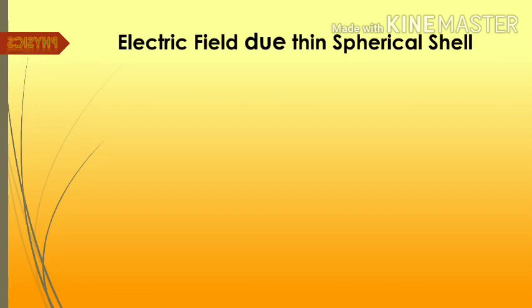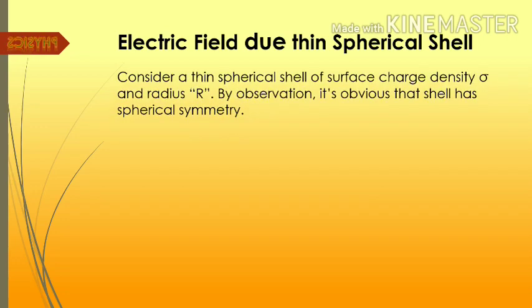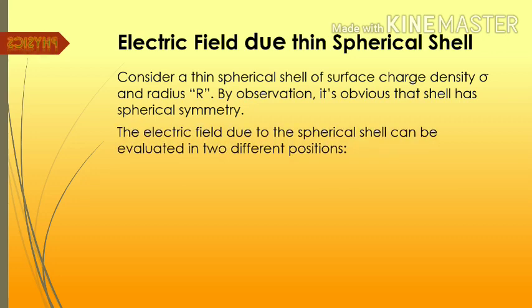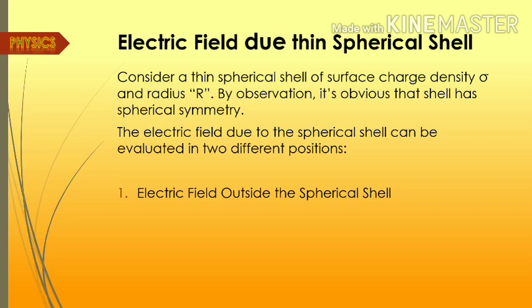The next, electric field due to a thin spherical shell. Consider a thin spherical shell of surface charge density sigma and radius R. By observation, it is obvious that the shell has spherical symmetry. The electric field due to the spherical shell can be evaluated at two different positions. The first one, electric field outside the spherical shell. The second one, electric field inside the spherical shell.